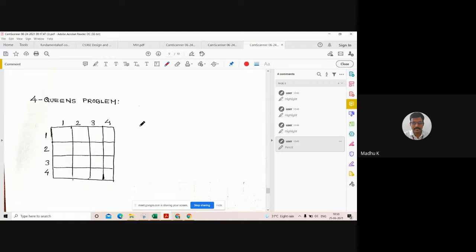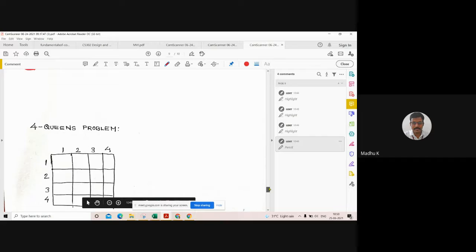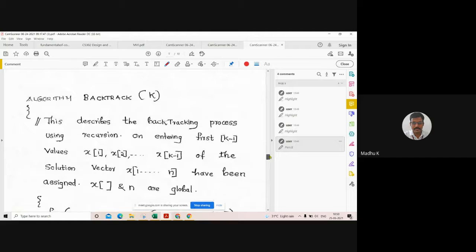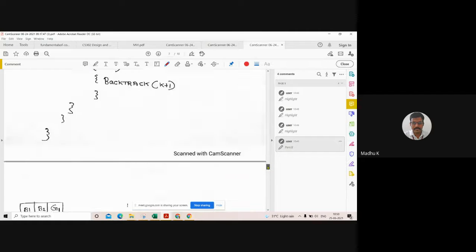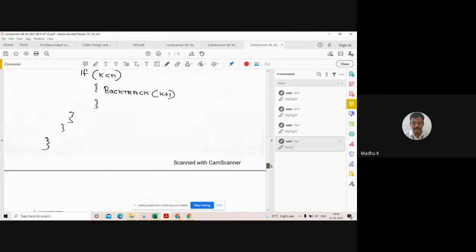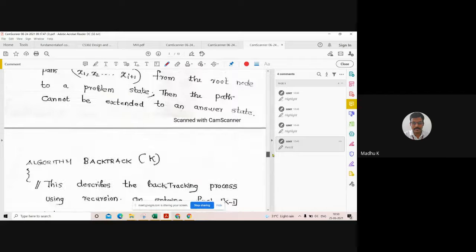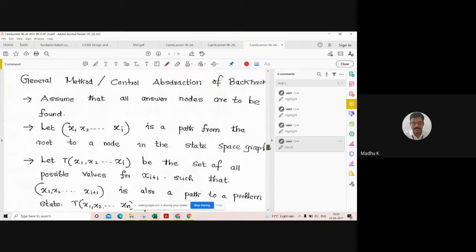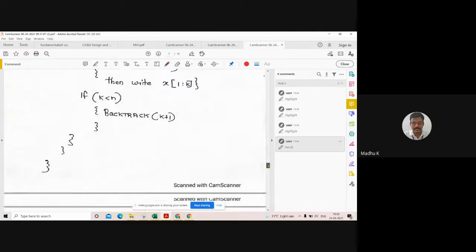In this class, as I already told, I will discuss this control abstraction later. Then only you will get an idea. After discussing or solving this type of problems, the N-Queen problem, etc., only then can we discuss this algorithm in detail. So I am just leaving that topic now. I will come back to this point later.